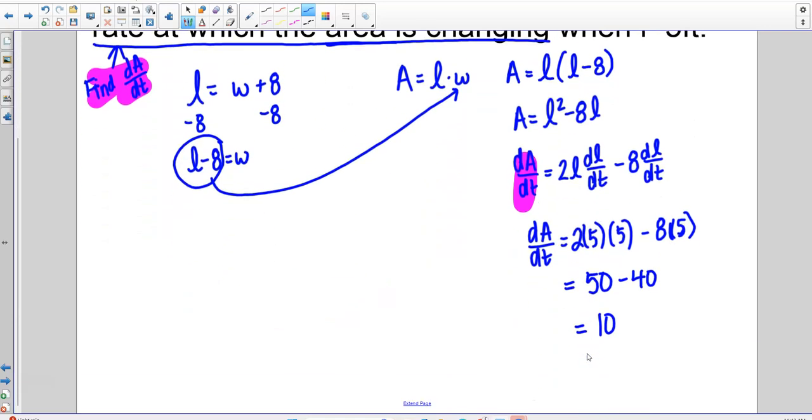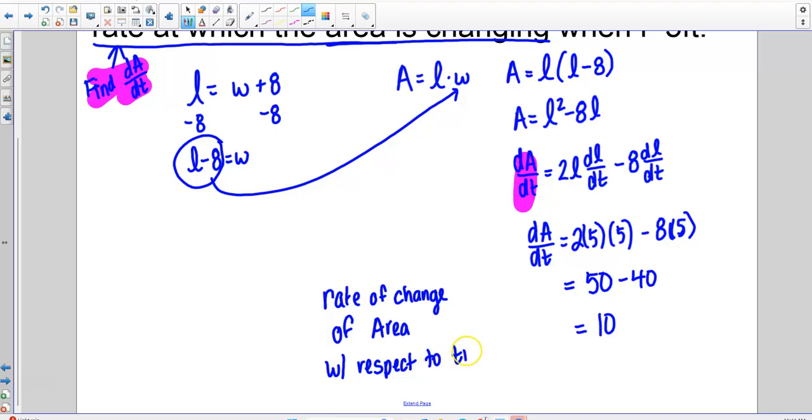So this is the rate of change of area with respect to time, right? Area, in this case, is measured not in feet, but square feet, right? And time is measured in seconds, so square feet per second.